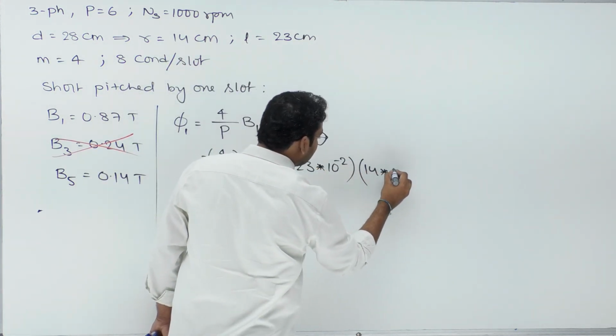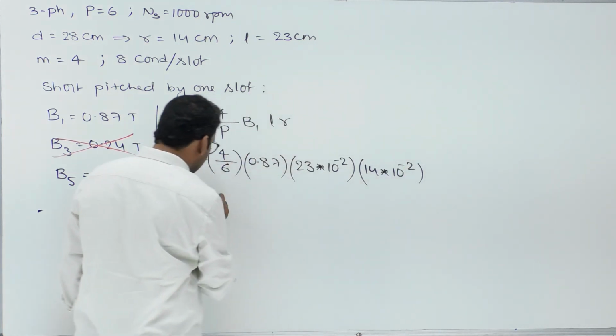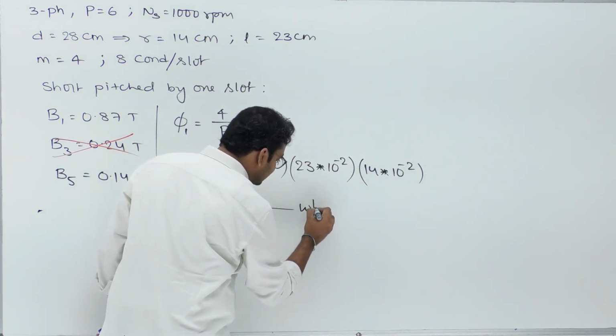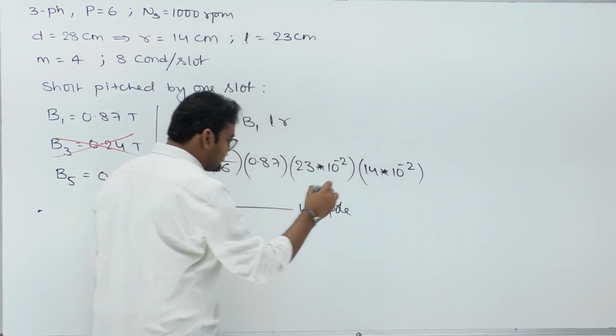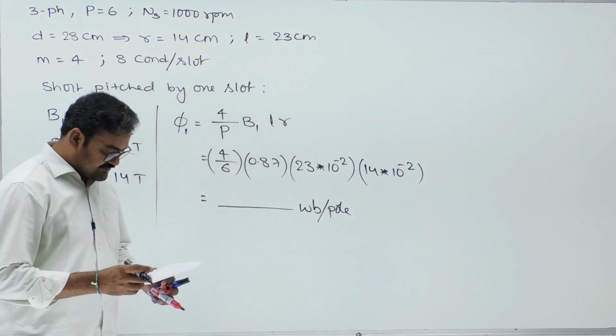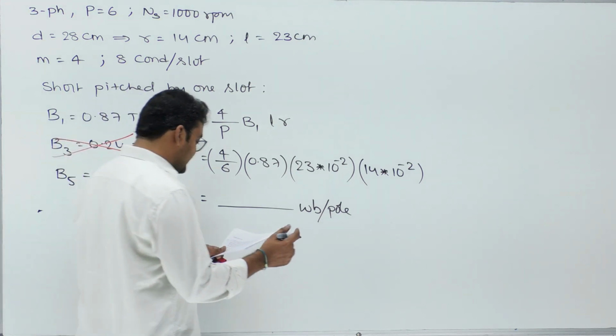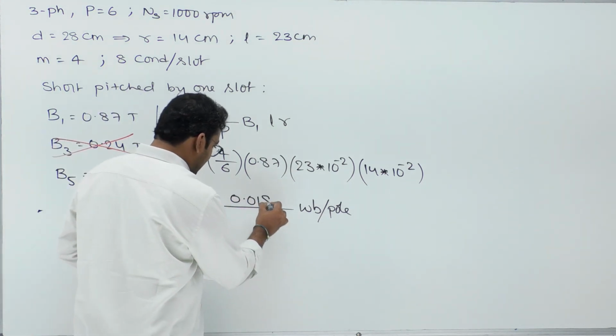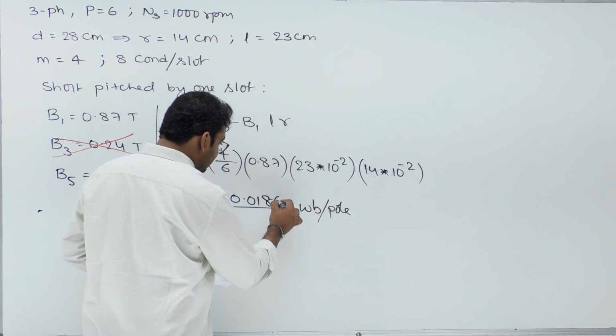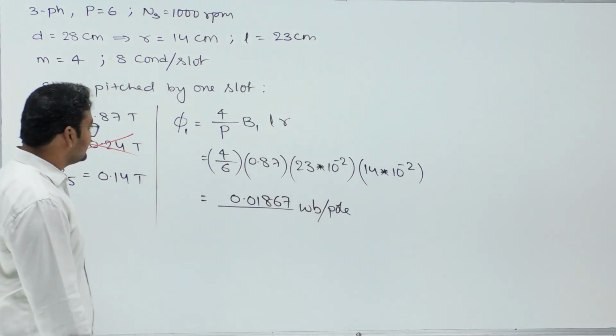That is 14 into 10 power minus 2 meters. You will get the fundamental flux per pole. This is the first calculation. Next, the fifth harmonic flux per pole, let me tell you the answer here. It is 0.01867. This is the fundamental flux per pole.